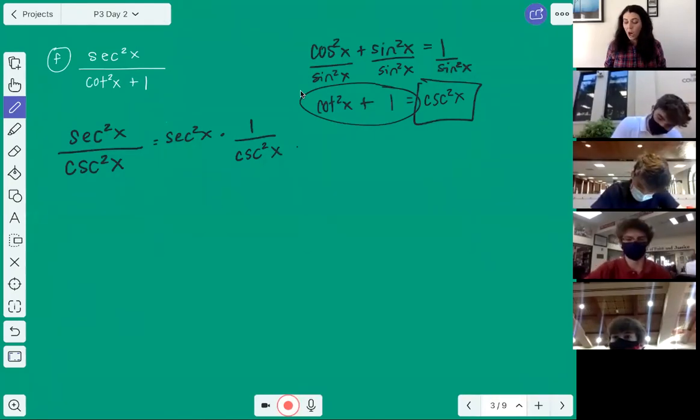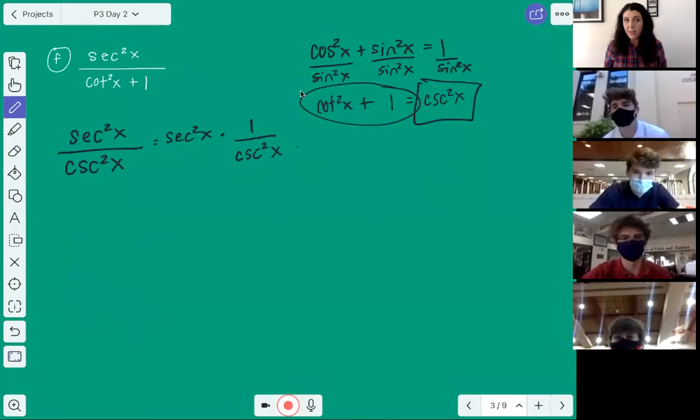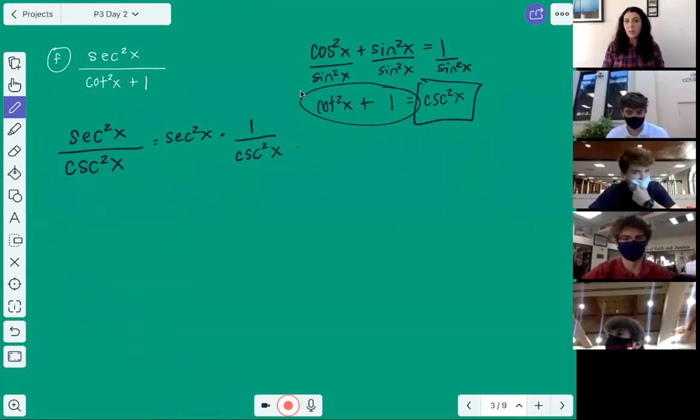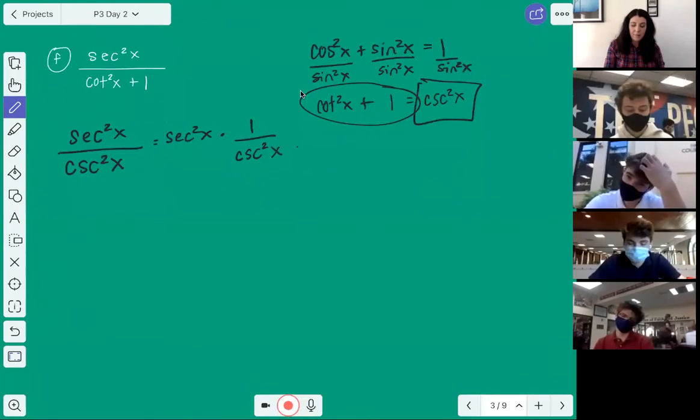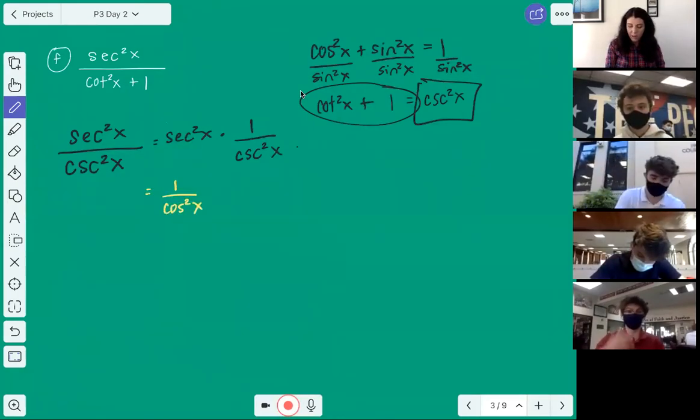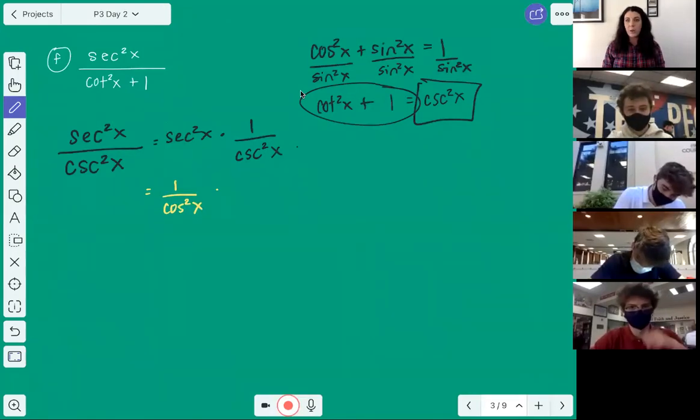Carter Smith, if I want to use my reciprocal identities to simplify this, what would secant squared become? Secant squared would be 1 over cosine. You're very close. 1 over cosine. Oh, squared. There we go. Your mic sounds way better today, Carter. Thank you. So 1 over cosine squared. And then what's 1 over cosecant squared the same as?